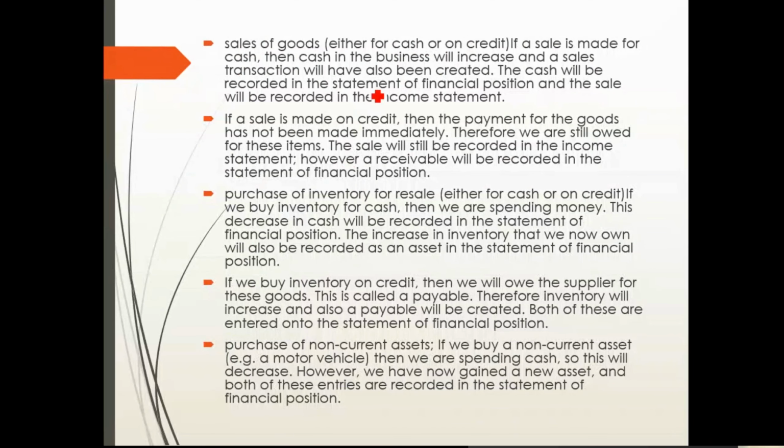Take sales of goods, either for cash or on credit. If a sale is made for cash, then cash in the business will increase and the sales transaction will also be credited. The cash will be recorded in the statement of the financial position and the sale will be recorded in the income statement. Here we are showing where each transaction will be recorded. But normally when you are asked to prepare the financial statements, you will just be given the numbers, and then you will be asked to locate each one in its place in the financial statement, either in the financial position or in the income statement.